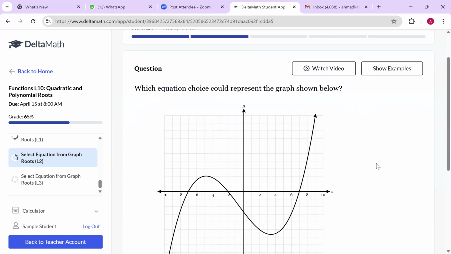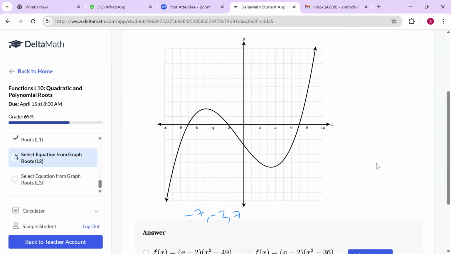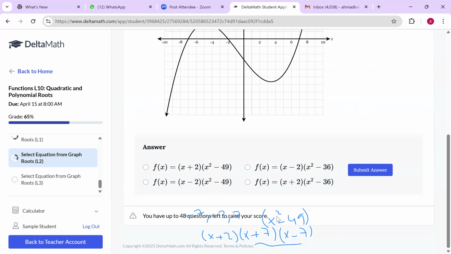So here the roots are at negative 7, negative 2, and 7. So x plus 2, x plus 7, x minus 7. Of course, these are the same as x squared minus 49. So x plus 2, x squared minus 49 would be the correct answer here.